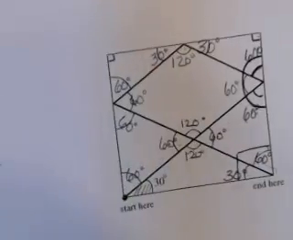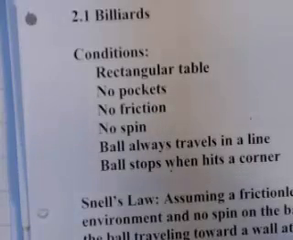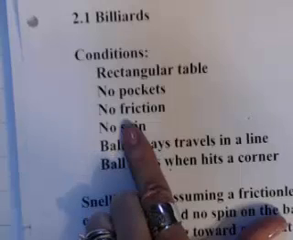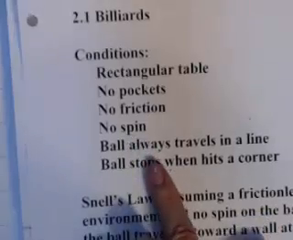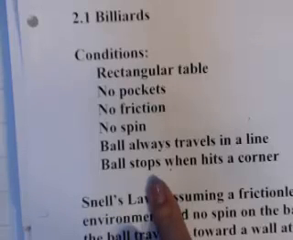Now, how we're going to use this is to study some concepts about a billiard table. We're going to make some rules about our magical billiard table. And the rules are, our table has to be a rectangle. It has no pockets. It has no friction. It has no spin. The ball always travels in a line. And the ball stops when it hits a corner.